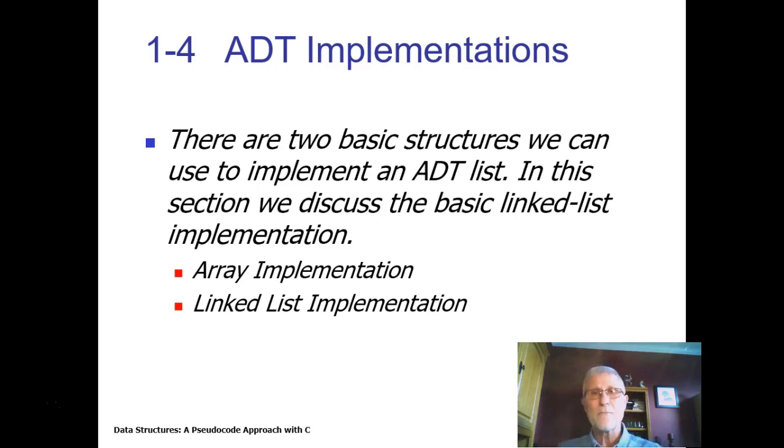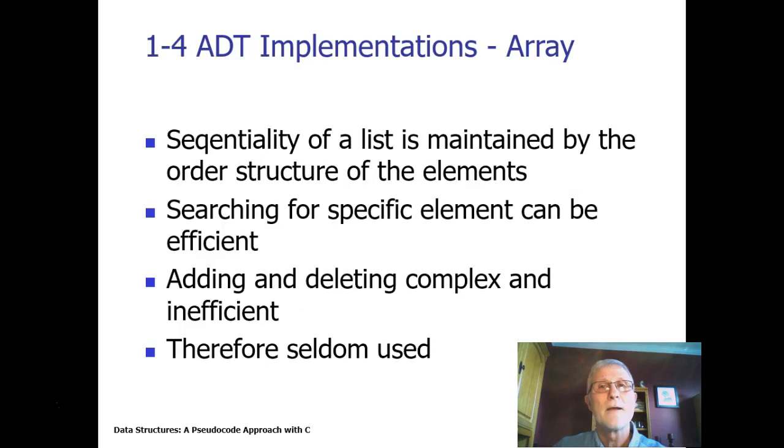Now, there are basically two ways you can implement an ADT list. In this section, we'll look at the array implementation or the linked list implementation. Hopefully you've worked with both of these in previous classes. An array, we know, is just a sequential list that maintains the order of its data. So all the pieces are item 0, 1, 2, 3, 4. And searching an array is what? It's a sequential search. It can be efficient, but what's difficult about an array?